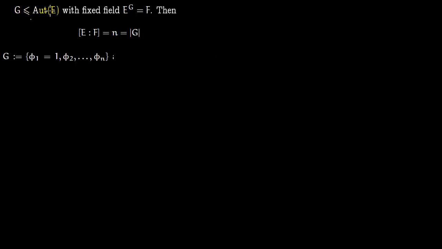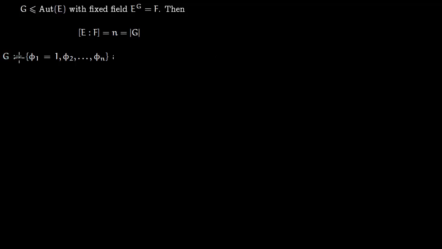So we want to prove an important result in this lecture. The result we want to prove is this. Say G is a subgroup of automorphisms of E, and corresponding to G there is a fixed field, this E^G, which we will denote by F. Then the dimension of E over F is say n, and this n is also equal to the size of the group.